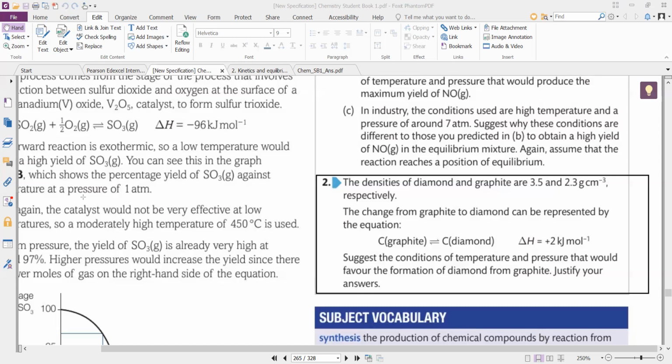Now the density of diamond is 3.5 and graphite is 2.3. The change of graphite to diamond can be represented by this equation. So using high temperatures, you can convert graphite into diamond, it seems, but the pressure is too low. Since the density of diamond is 3.5, more particles are packed in. Suggest the conditions of temperature and pressure that would favor the formation of diamond from graphite.